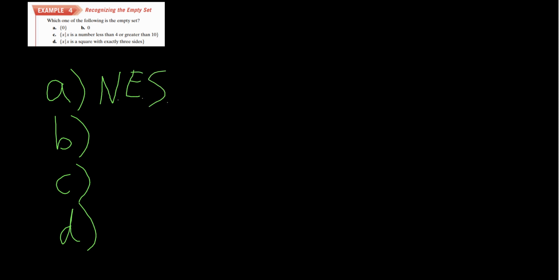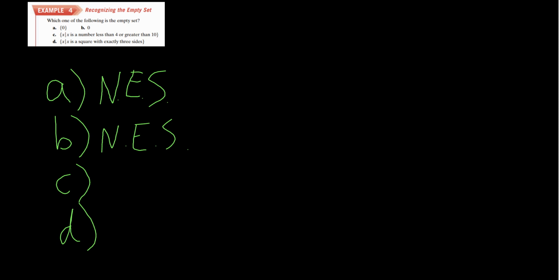There, that'll do. Okay, so B, well, B isn't even representing a set. It's just representing a number, right? So this is also not going to be an empty set. Not an empty set. Okay. All right, C. All right, so this has potential, right? X such that X is a number less than 4 or greater than 10. Okay, so this is also going to not be an empty set.